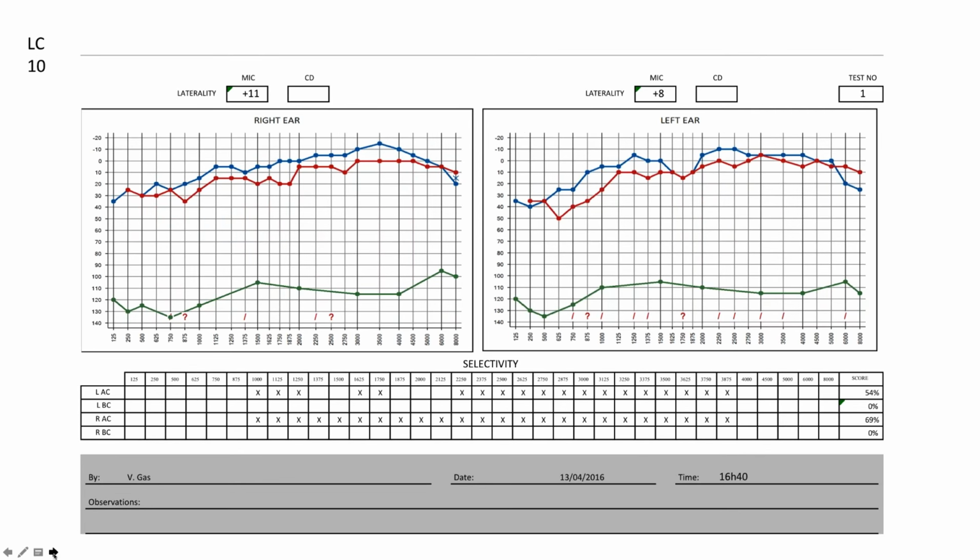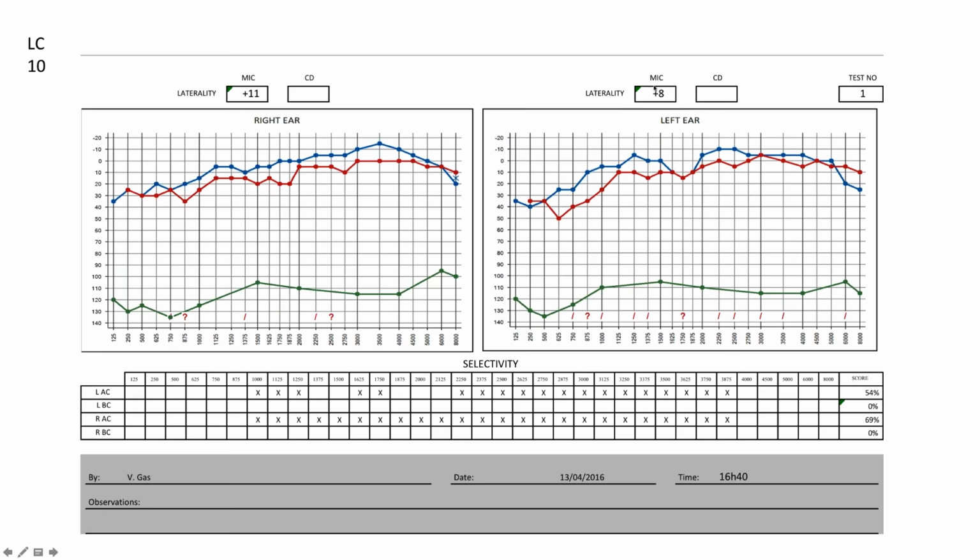Then here's a second test of a boy who's 10 years old. And you see here also the selectivity is very close. We have also a lot of spatialization errors, particularly on the left side. And the air and bone curves are not too bad. There's a little disharmony and imbalance between both curves. There are some points where the bone curve is over in quite a few areas on both sides. With a test like that, I would also start with an F program.